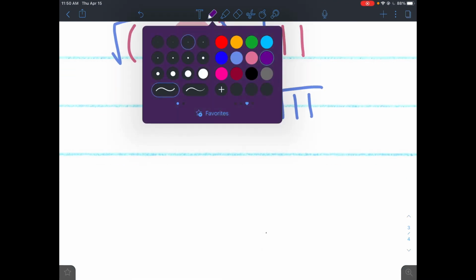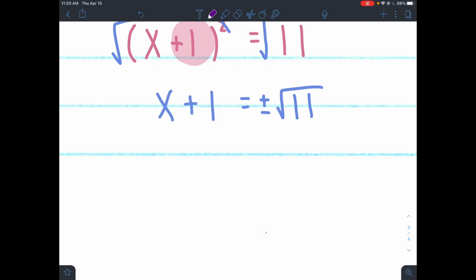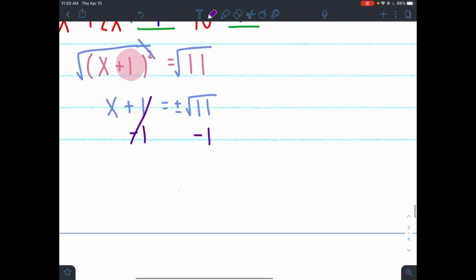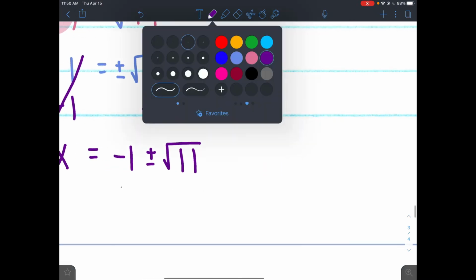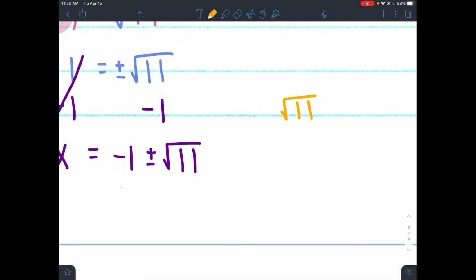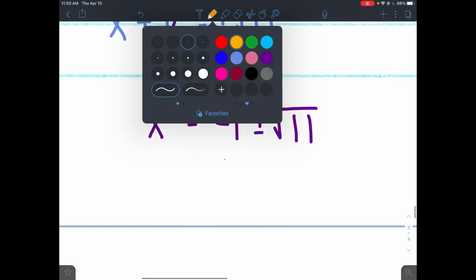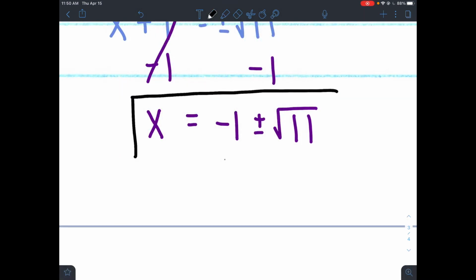Okay, our next step is we're going to get x by itself completely because we're solving for the x-intercepts, right? We want to get x by itself all the way. You're going to subtract 1 on both sides. And I think I have some room. So x equals, now remember, negative 1 is going to go at the front, and then you have plus or minus square root of 11. And then you go over here and check to see if you can simplify square root of 11. But 11's prime. So can you even simplify square root of 11? You can't, which means if your radical can't be simplified any further, then this is your final answer.